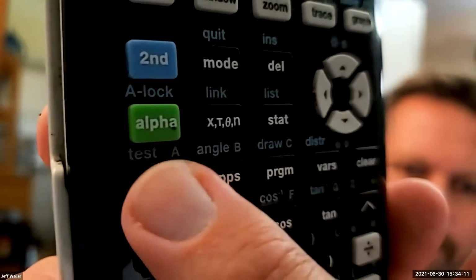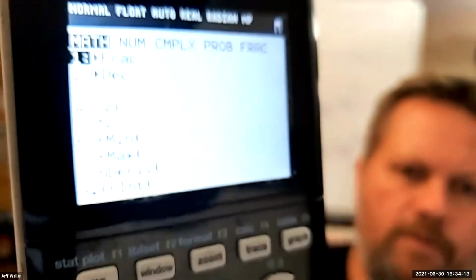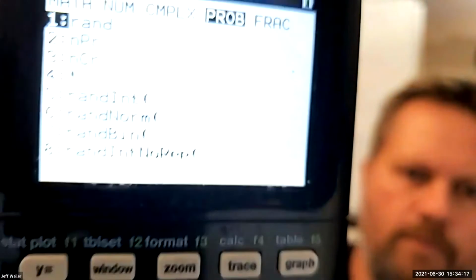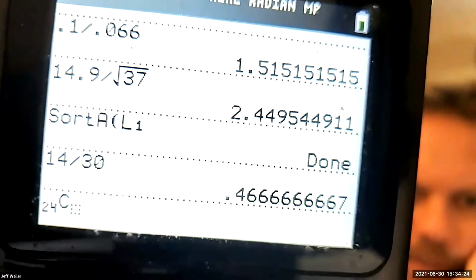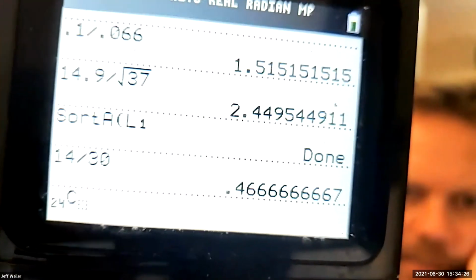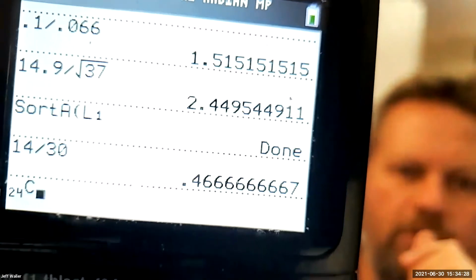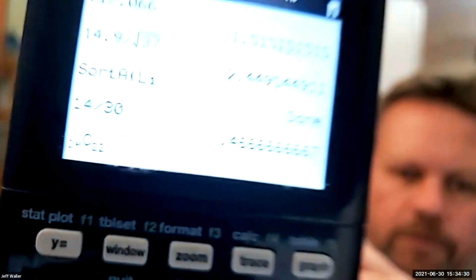Math, probability, number 3. So my calculator looks like this. Your calculator might say nCr. So 24 choose 22. 24 choose 22.